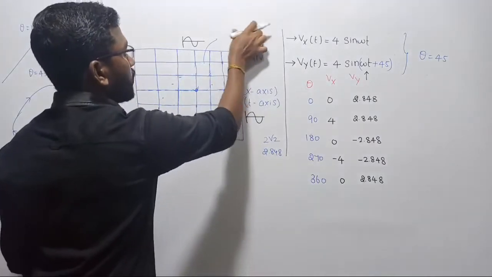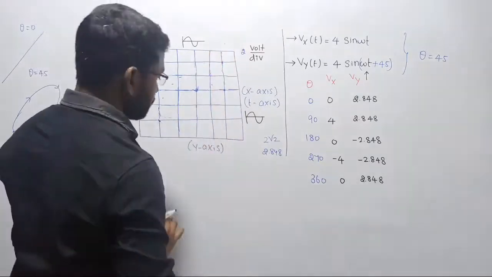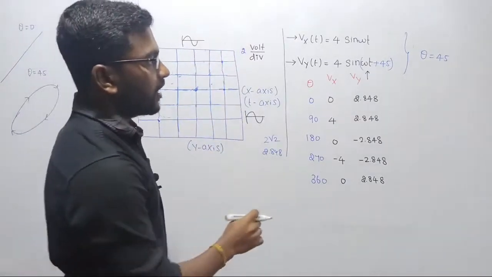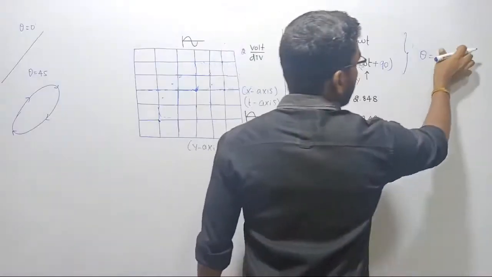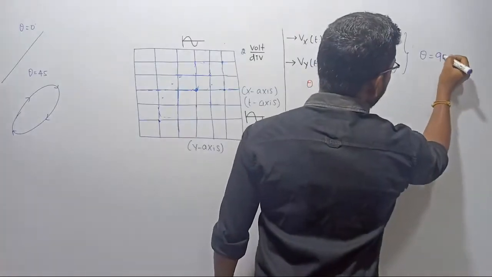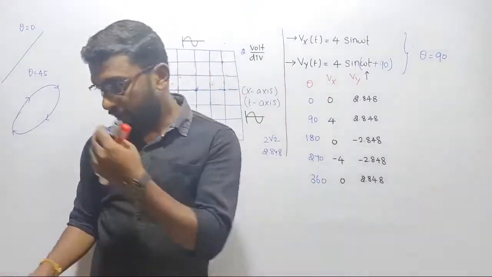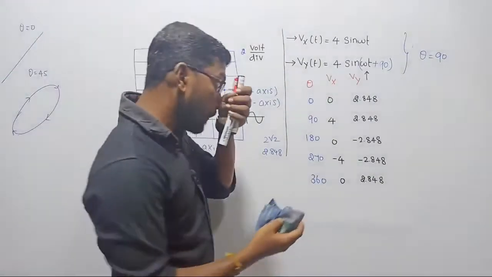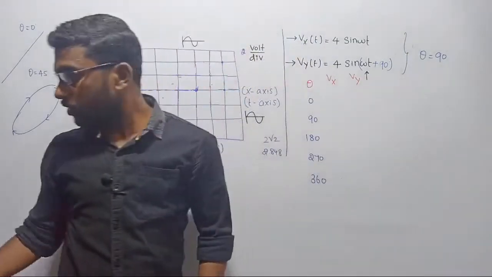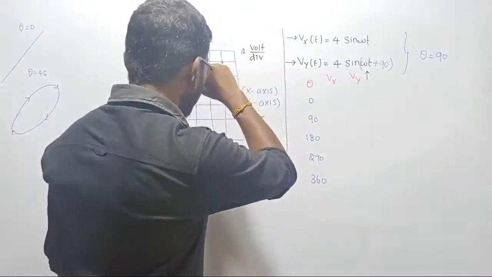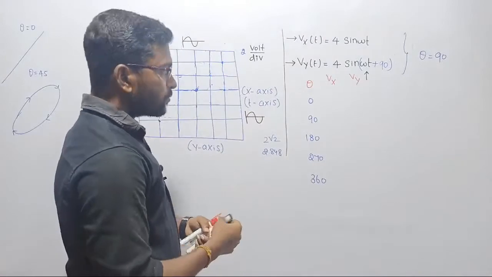What is our next target? Okay, sir, ellipse is over. So our next target is, let me increase the phase angle difference to 90 degree. Let us see what happened, right? So the third case is, we are considering phase angle difference as 90 degree.